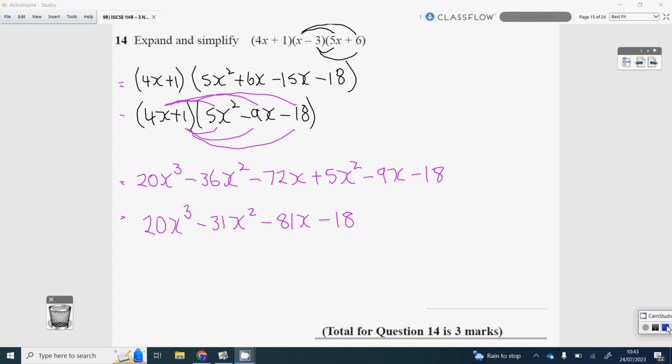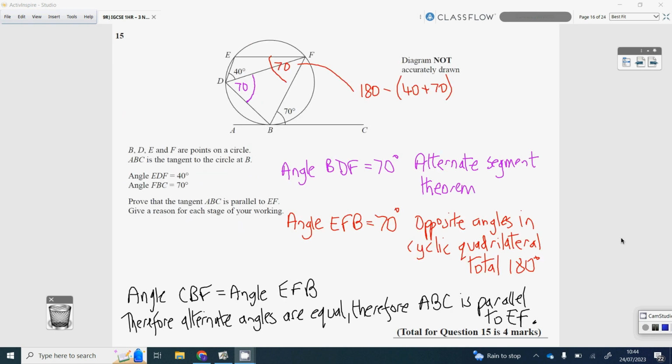Question 15. So the first thing I've done is this bit in purple, that this angle here, angle from B to D to F, is 70 degrees, being the alternate segment theorem. That's just one of the circle theorems you need to learn, that this angle is equal to this angle. Now secondly, now looking at this cyclic quad, going from E to D to B to F. So remember that's a quadrilateral, a four-sided shape where each of the vertices, each of the corners lies on the circle. So basically ignoring the line from D to F.